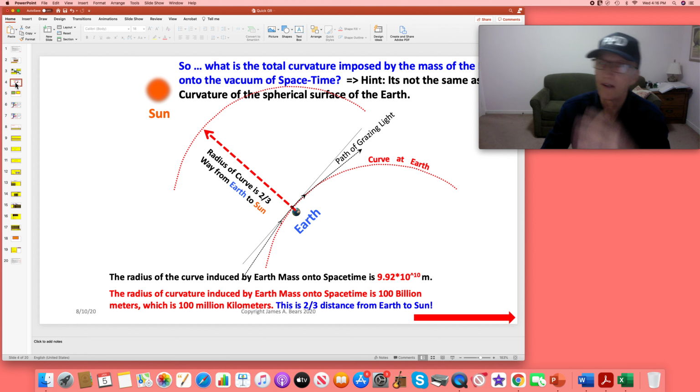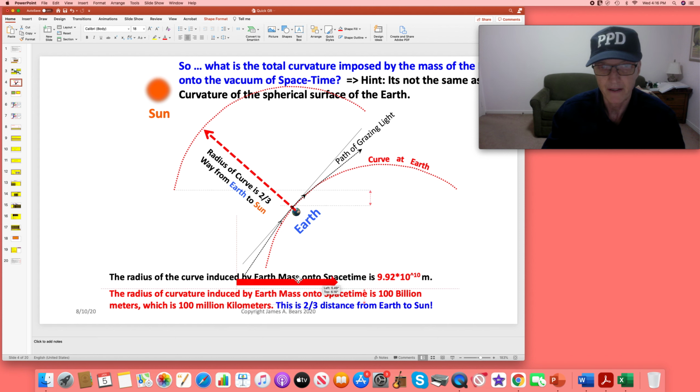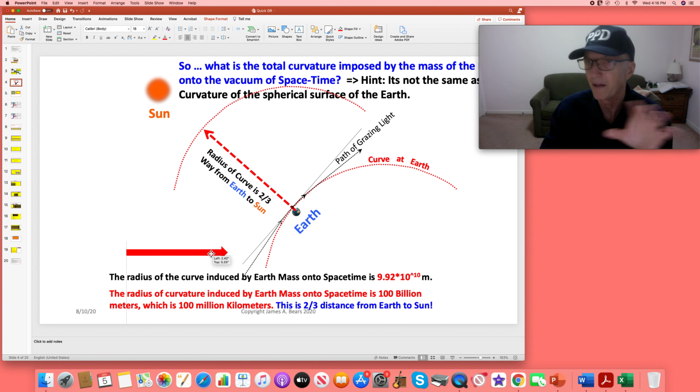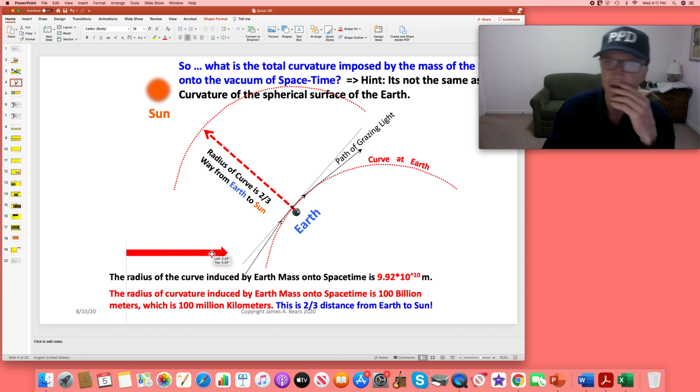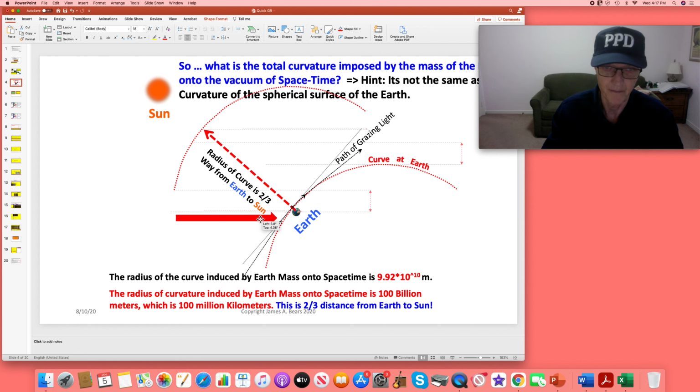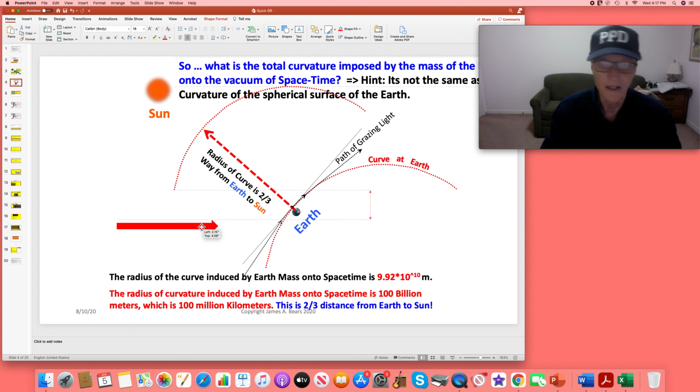So let's talk about the curvature that the Earth imposes on the space-time near it. And I want to say, when I talk about the curvature of the Earth, I'm not talking about the curvature of the globe, the planet Earth. I'm talking about the curvature that the Earth imposes on the space-time very close to it. And I worked it out. It's a simple calculation, but we don't need to do that here. And it works out to be 9.92 times 10 to the 10th meters. That's the radius of curvature.